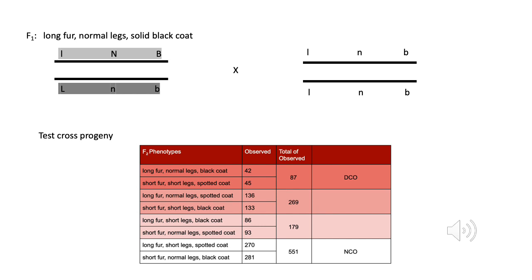Once we cross the parental generation, we'll get this F1 generation shown in the top left. This generation represents the dominant traits of all the characteristics. The F1 gets one chromosome from one parent and another chromosome from the other parent. Here are the F2 phenotypes.